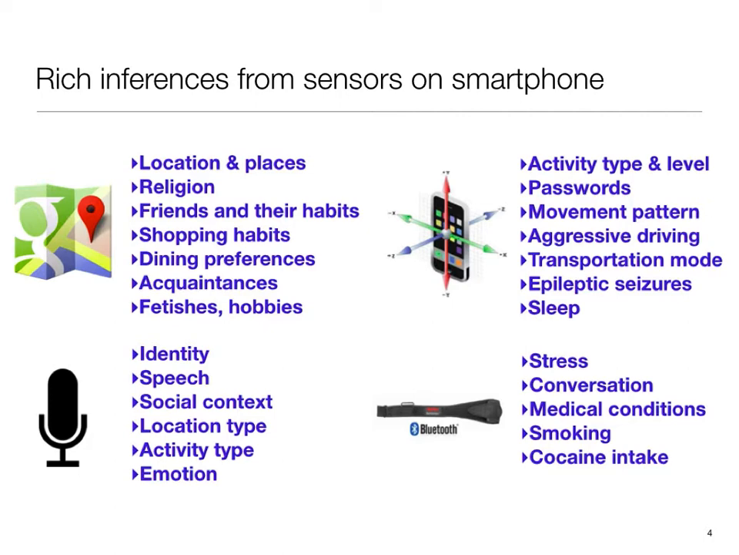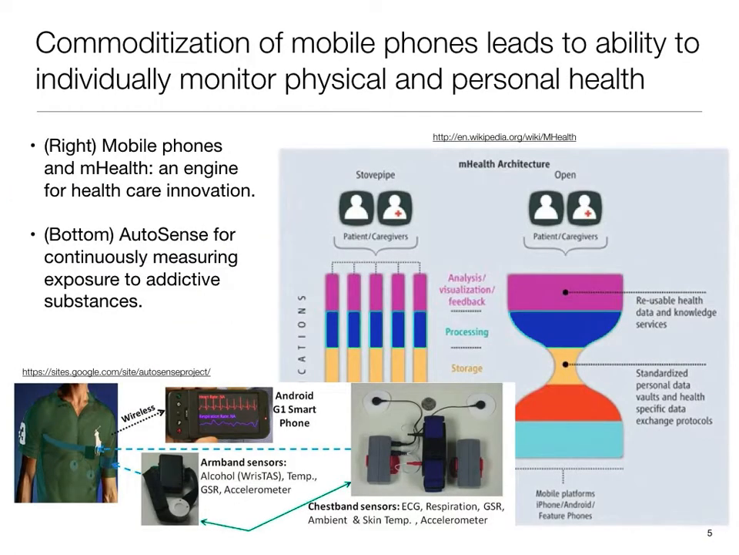And then, of course, these are easily interfaceable with other sensors. So if you have Bluetooth sensors, these are some medical applications where you can connect them to medical devices, and they're currently being used for stress detection, to infer things about conversations or other medical conditions, as well as your smoking habits. And as I mentioned, they have led to this ability to monitor your physical and personal health. This is just one of several applications, or millions of applications that these phones are being used for.